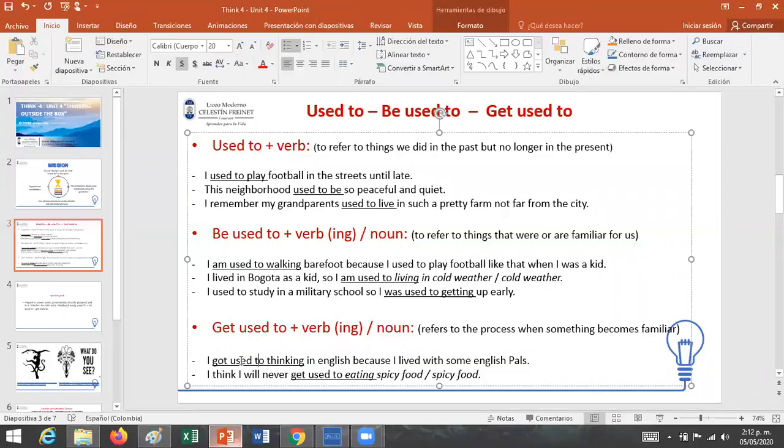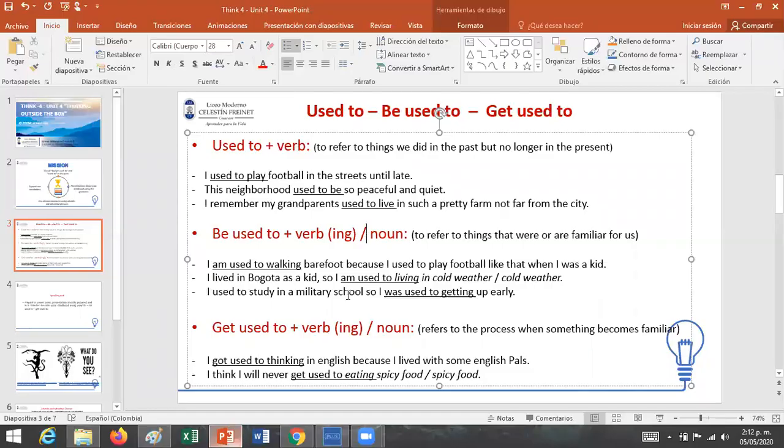Estoy acostumbrando. No, pero eso no está en pasado, en presente continuo, eso está en pasado simple. I got used to. ¿Qué traduce esa frase? Yo me acostumbré. Yo me acostumbré a pensar en inglés. Porque viví con amigos. Listo. Get used to es acostumbrarse. Otra vez, recuérdenlo. Acostumbrarse. Listo. Proceso de. Ahí dice, no refers to the process when something becomes familiar. Eso es acostumbrarse. Esto es estar acostumbrado.